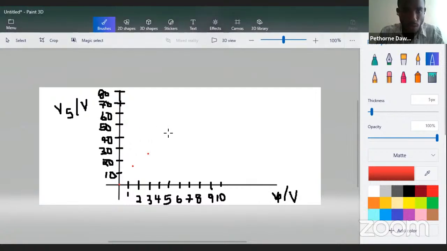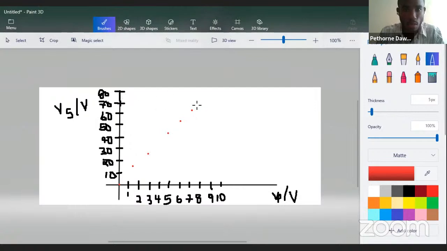45 to 5 is about here. And then 53 to 6, 53 is about here to 6, which is about there. And then we have 67 to 7.5, which is about there. And then the final one is 72 to 8.